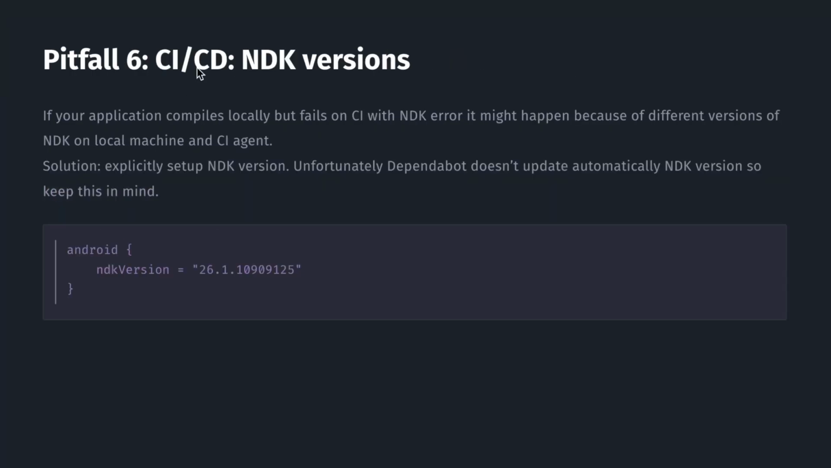The last but not least thing I wanted to mention is CI/CD. For example, your application compiles locally and everything works fine, but it fails on CI. The first thing I would think about is that there are different versions of NDK on your local machine and the CI agent. The solution is to explicitly set the NDK version. If you're using Dependabot, please make sure you keep an eye on it, because it doesn't update the NDK version automatically. I guess something about CocoaPods too, but we will cover it maybe later on.